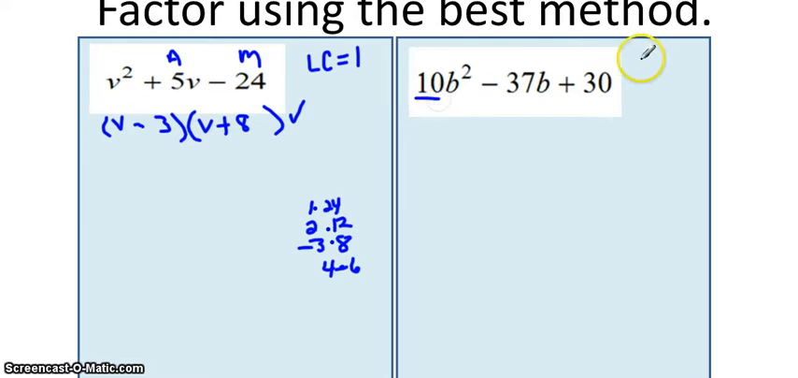You can see our leading coefficient is not 1. In this case, it's 10. When our leading coefficient is not 1, we're going to use the AC method. So we're going to multiply our A times our C.